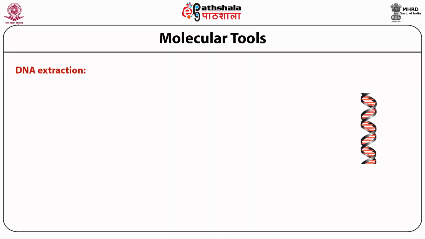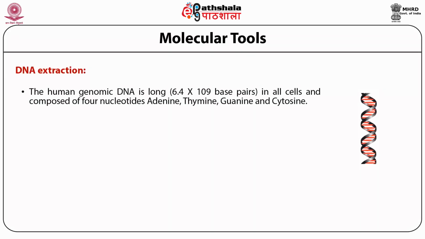DNA extraction. The human genome DNA is a long 6.4 × 10^9 base pairs in all cells and composed of 4 nucleotides: adenine, thymine, guanine, and cytosine. The large size makes the isolation and shredding of DNA fragments a very formidable procedure. The extraction of genomic DNA marks the initiation of laboratory analyses in molecular genetic studies.